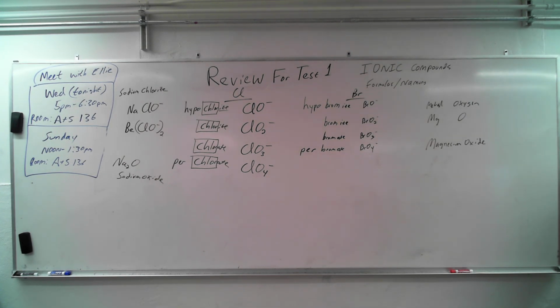What else do we have in here? Cyanide. You want to do more of these? All right, lead, tin, and carbonate. So you've got the carbonate polyatomic ion, and lead, tin.